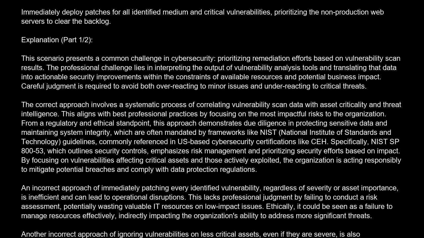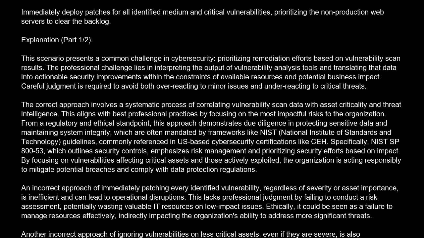Correct answer is A. Immediately deploy patches for all identified medium and critical vulnerabilities, prioritizing the non-production web servers to clear the backlog. Explanation. This scenario presents a common challenge in cybersecurity, prioritizing remediation efforts based on vulnerability scan results. The professional challenge lies in interpreting the output of vulnerability analysis tools and translating that data into actionable security improvements within the constraints of available resources and potential business impact.